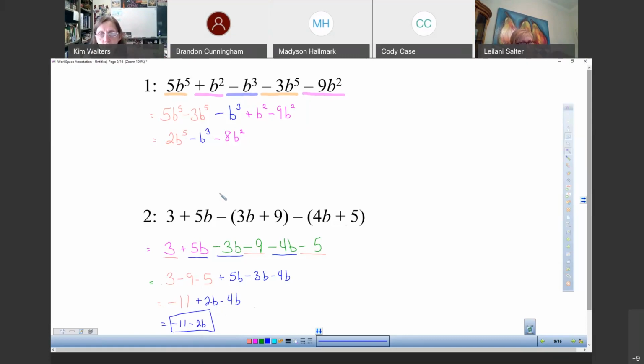Yeah. So think of this as a negative 1 times 3b plus 9. So I'm going to take that negative 1 times 3b, and then plus negative 1 times 9. When I clean this up, I don't like to have that negative 1 hanging around, so this is going to be plus a negative 9. A little easier way to write that is simply minus 9. Okay? That make sense?